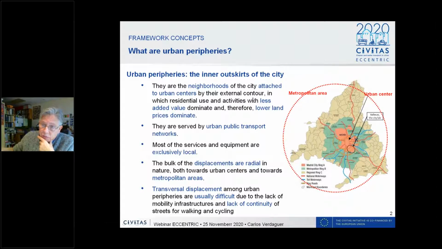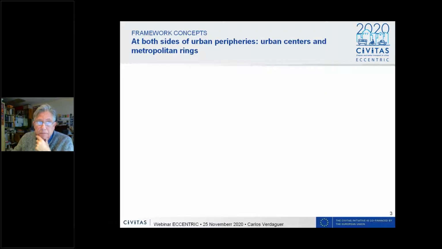Now we will see what metropolitan areas are. And the transversal displacements in urban peripheries are usually more difficult due to the lack of mobility infrastructures and lack of continuity of streets for walking and cycling. Sometimes this is the case in Madrid. This is especially clear: the urban neighborhoods are in a radial disposition with sort of edges among them that are less communicated.